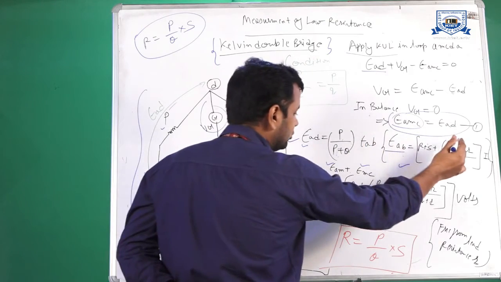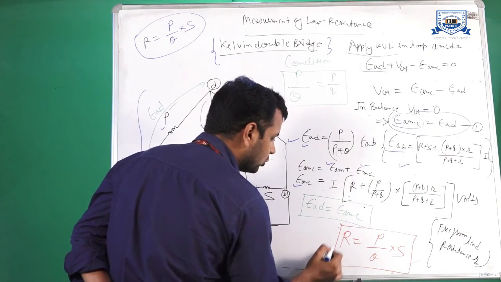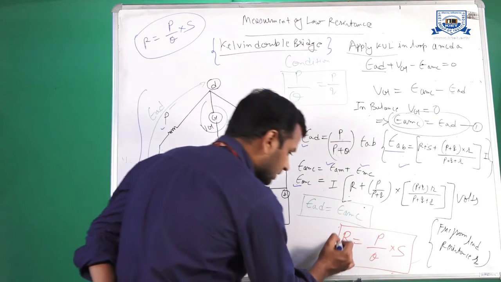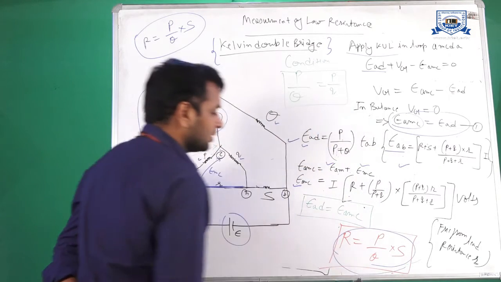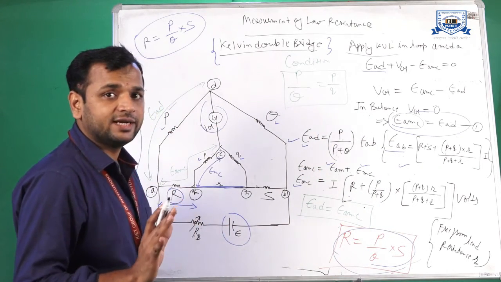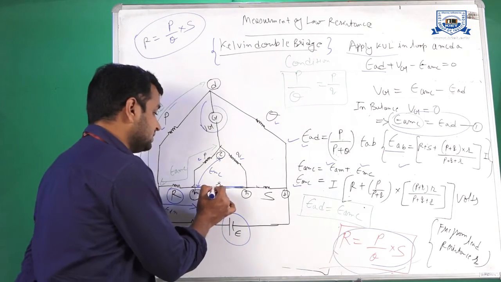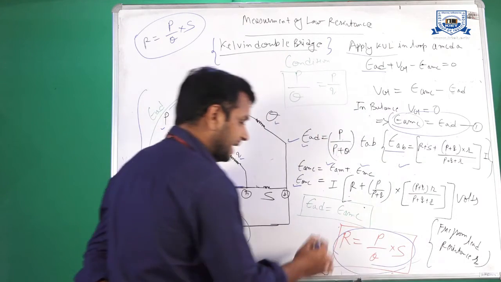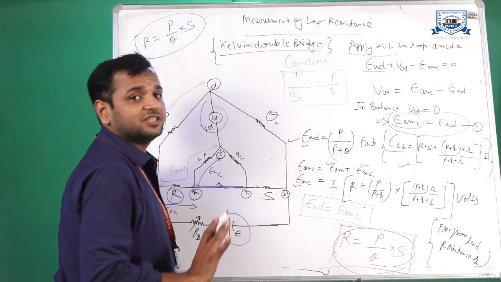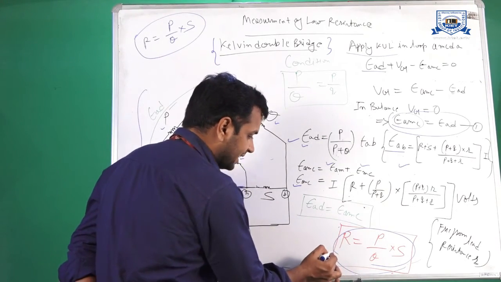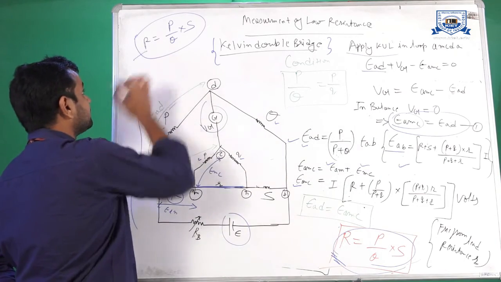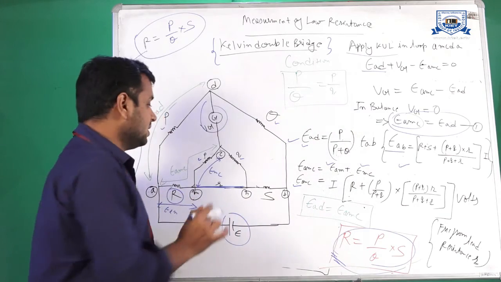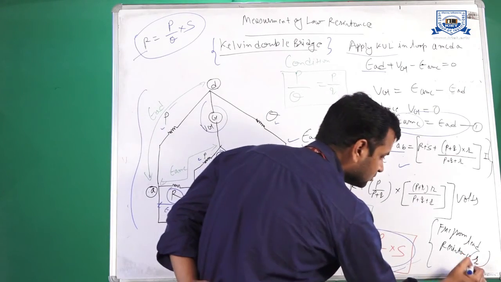By putting those values, we will get capital R is equal to P by Q into S. In that formula you can see that there is no lead resistance. What is the value of lead resistance? We have considered the value of lead resistance is small r. So that small r has been ignored or neglected, it is not there in the final equation. As you can see, the final equation is the same as our earlier equation. So we have successfully neglected and compensated the effect of lead resistance, that is the small r.